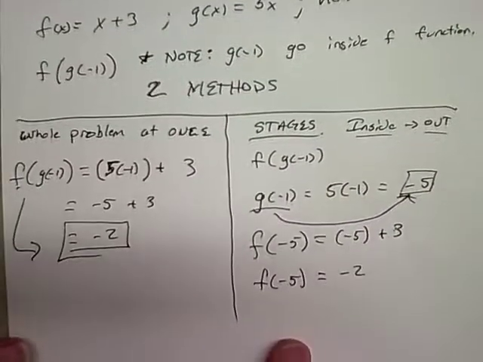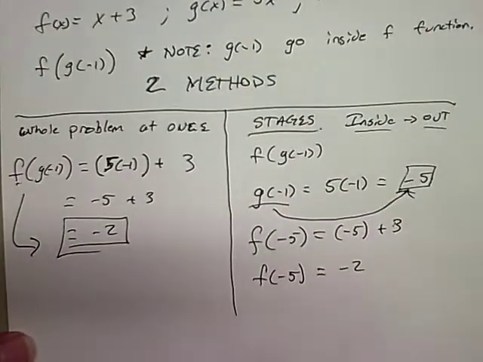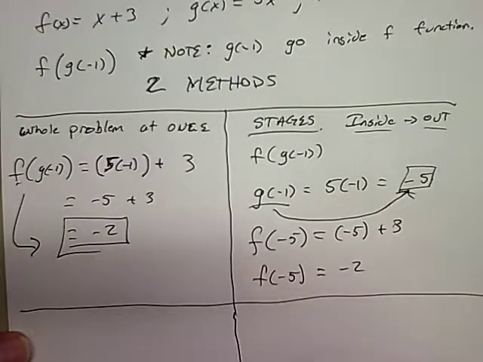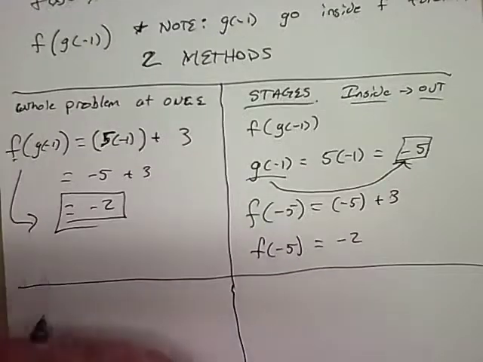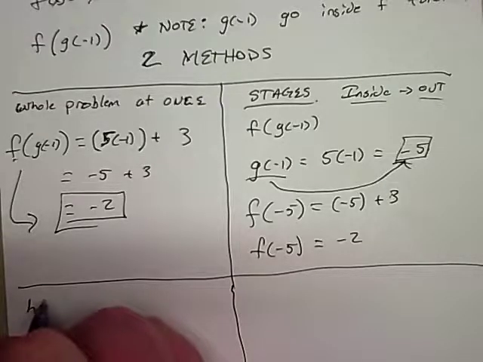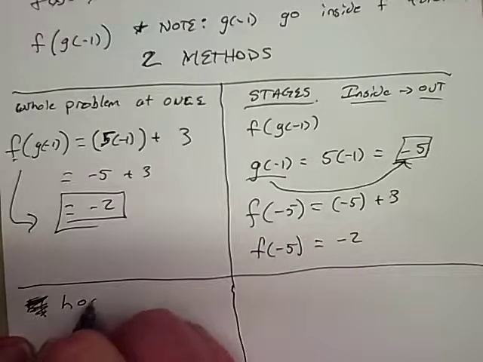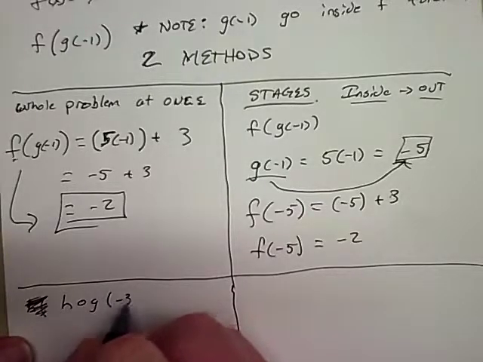Oh, sorry, ran off the page. All right, let's do another example. And again, I'm going to do this both ways. Let's do another example here. Let's go with h composed, oh, excuse me, I want to write it like this: h composed with g at -3.